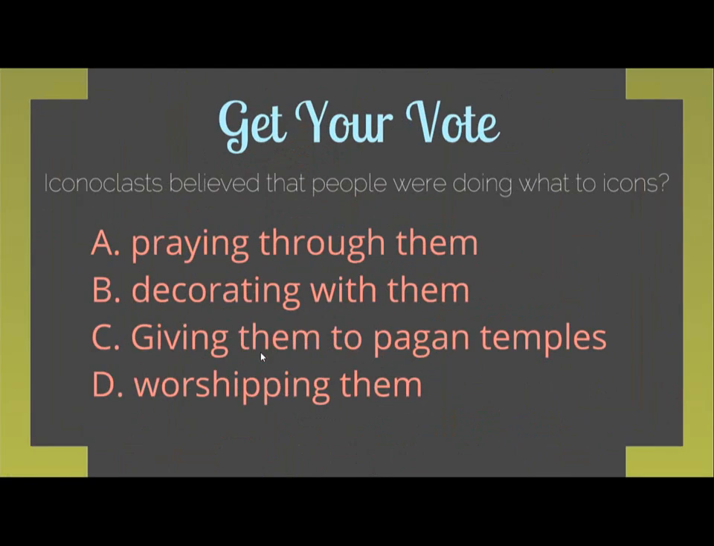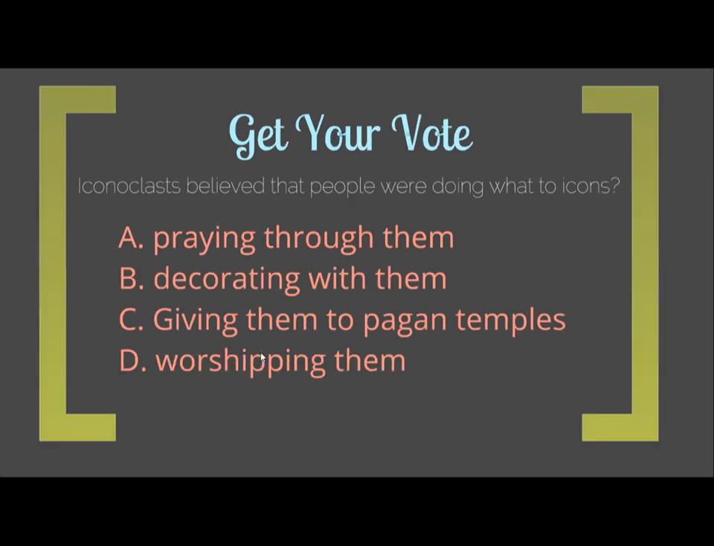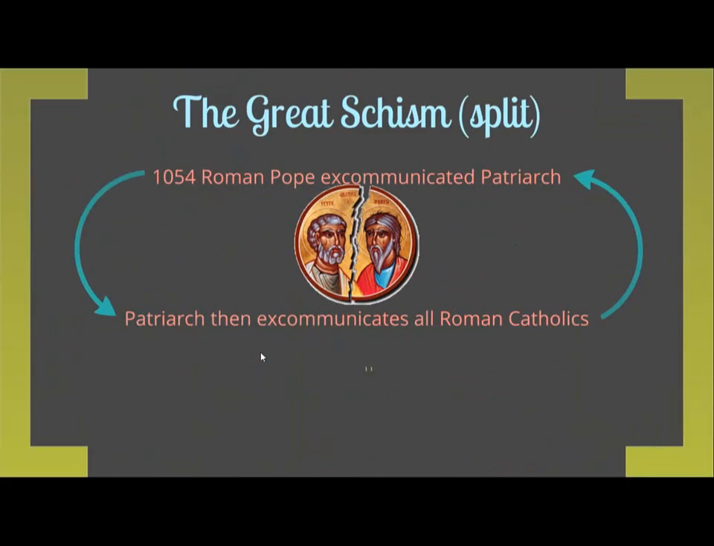Check for understanding. The iconoclasts believed that people were doing what to icons? The correct answer is they believed people were worshiping them. Okay? That is the big division that is going to lead to the Great Schism. Well, one of them.